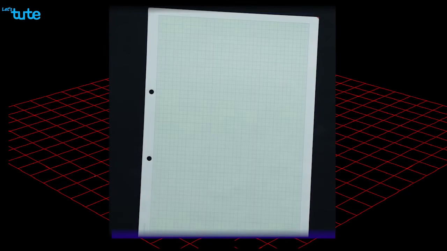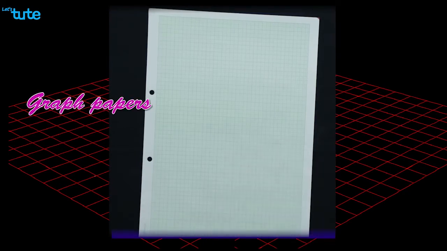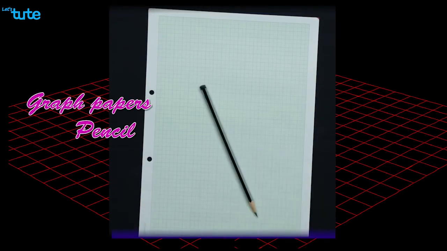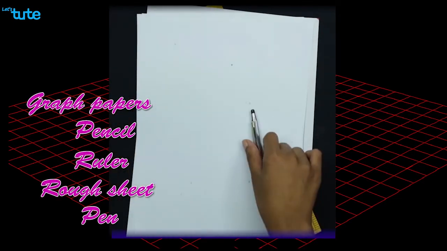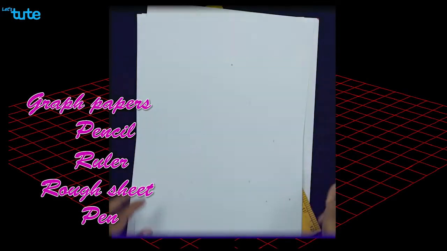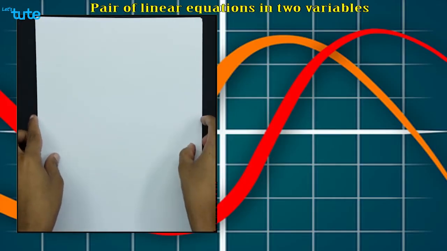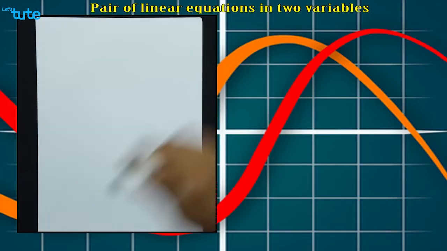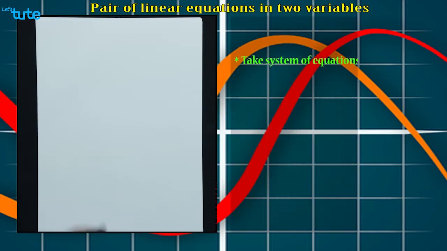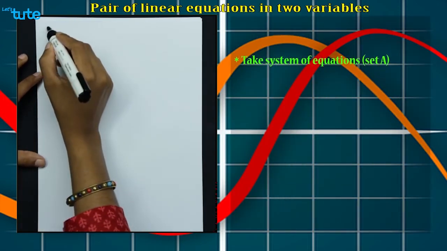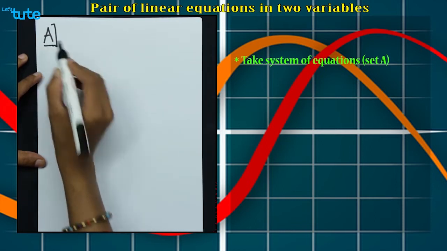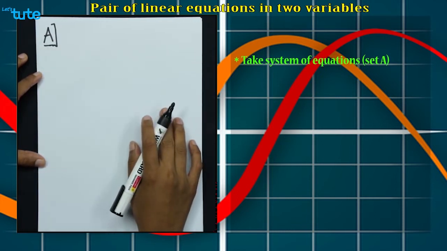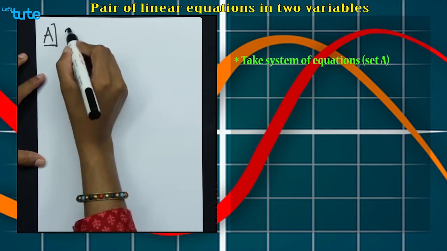For this activity, we are going to require some graph papers, a pencil, a ruler, maybe some rough sheets, and a pen. That's it. We take a rough sheet and take a system of equations. We call the first system of equations as system A. When we talk about system of equations, we make use of more than one equation. Let us start with the first one.